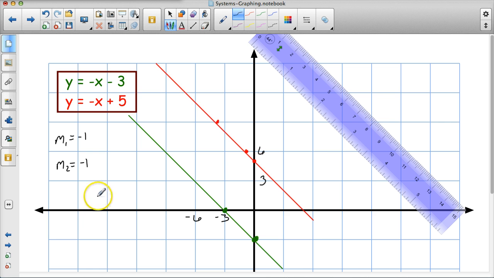If these two lines won't intersect, there can't be a solution to the system of equations. We call this system an inconsistent system. Any equations that have the exact same slope will be parallel. They will never intersect, so there will never be a solution to this system. So inconsistent systems have no solution. And that's what we would say about this system: there is no solution. Our lines are parallel.